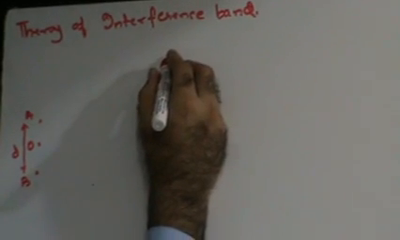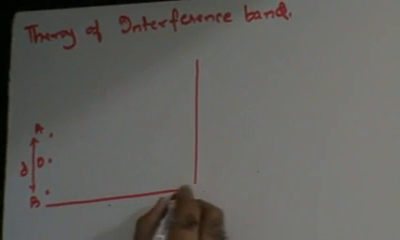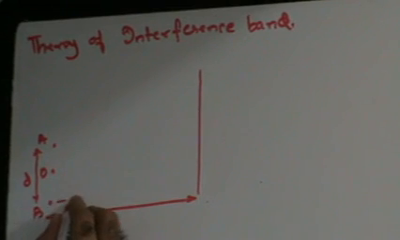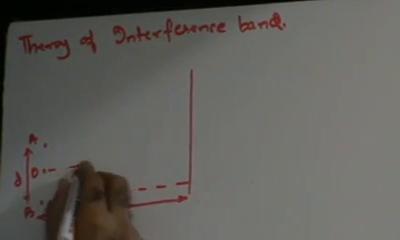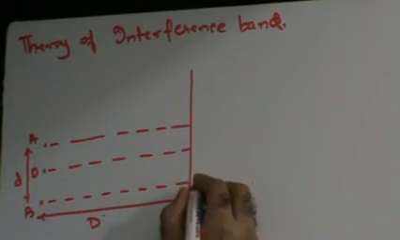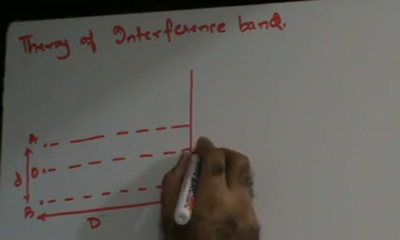Let's consider that I have two sources A and B at a distance of d from each other. Let us assume O is the midpoint of AB, right? Let us assume that you have a screen at a distance of d from the slit, right? Now, if I were to project straight lines onto the screen, these will be the straight lines projected onto the screen at points N, P and M.